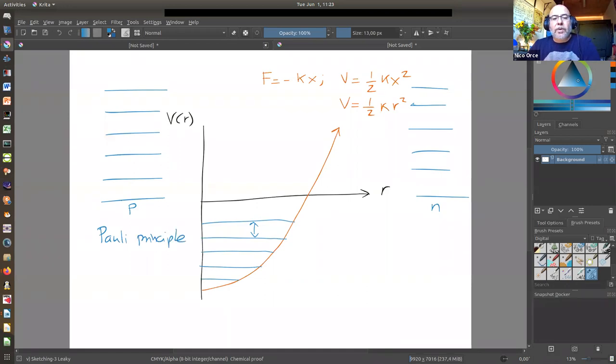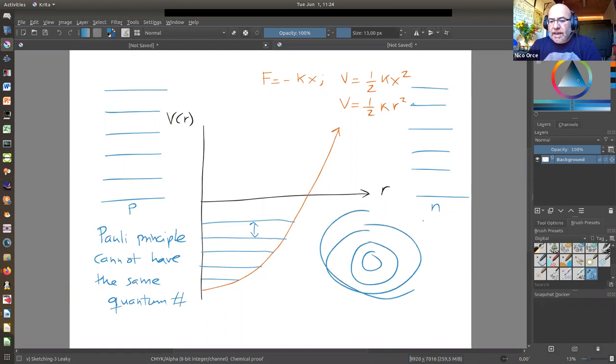Basically, all particles, all protons are fermions, and they cannot have the same quantum number, right? So these are the limitations that we're going to have in our building. And we'll see later on that once we apply the spin orbit interaction, it won't be so equidistant. Floors will shift and move up and down. So it will be a kind of crazy building. This is similar to onion shells, but each onion shell is going to have as many particles as are determined by the Pauli principle.